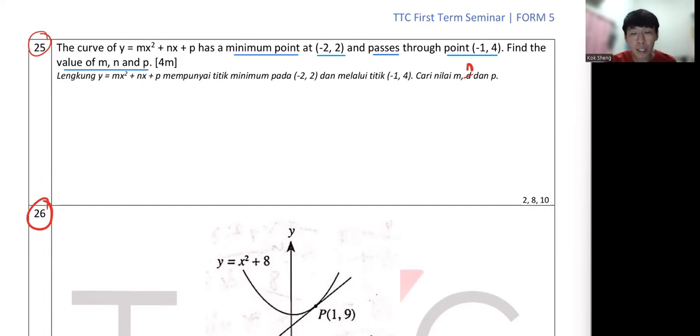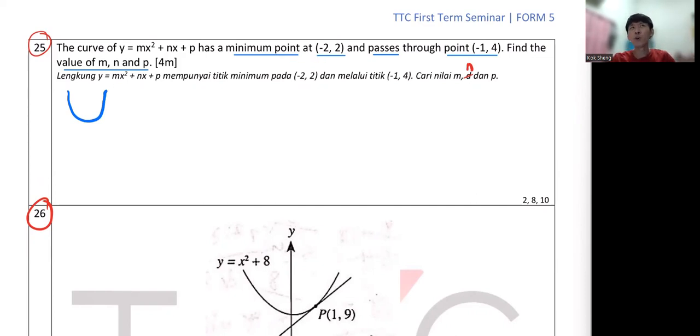Okay, so you can change the letter. There's a typo here. So no picture, we can draw it ourselves. Now you have the curve again. Just simply draw a curve. View. Okay, this curve has a minimum point at negative 2, 2.